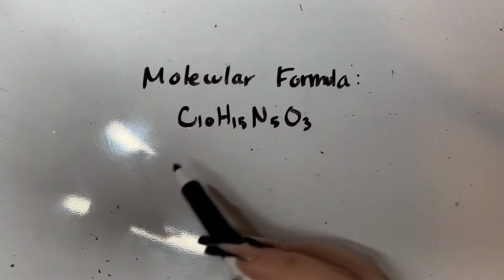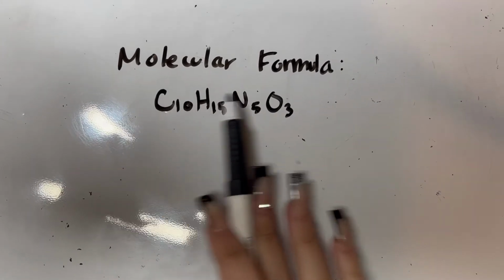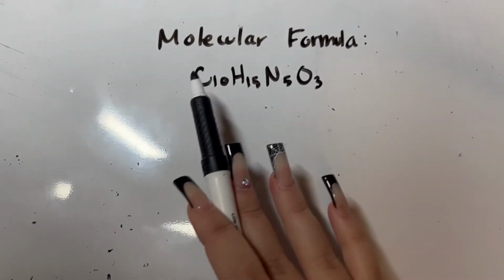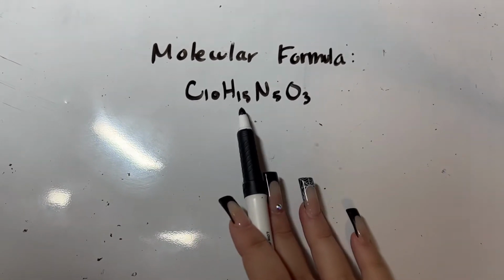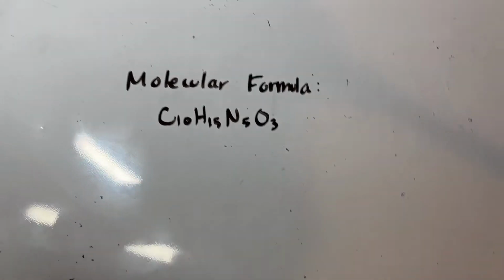So before we get started with drawing all of the structures, I just wanted to show you guys my molecular formula. The molecular formula for Denavir would be C10, H15, N5, and O3. And now I'm going to get into the structures.